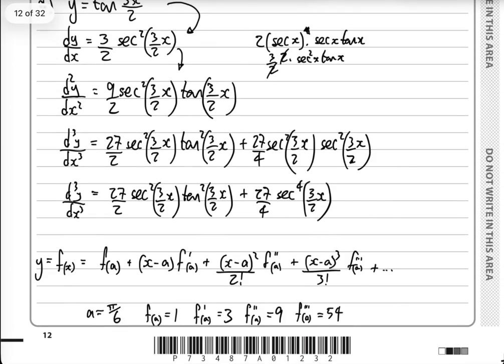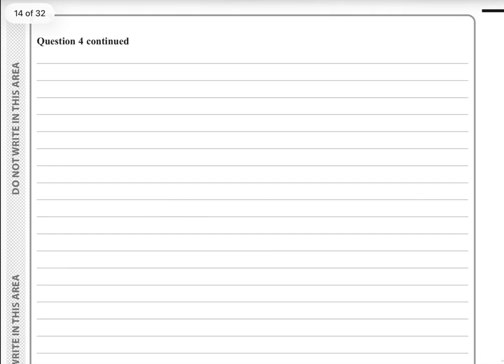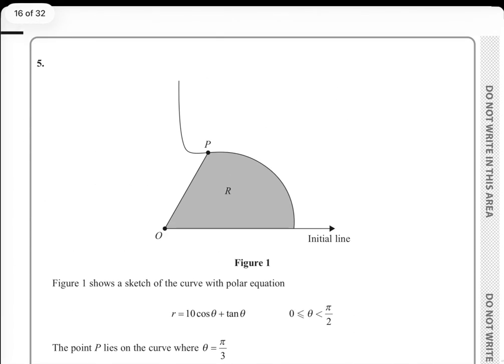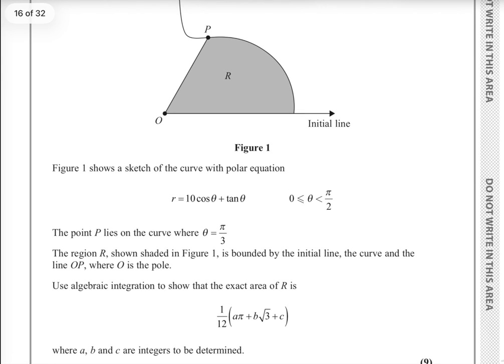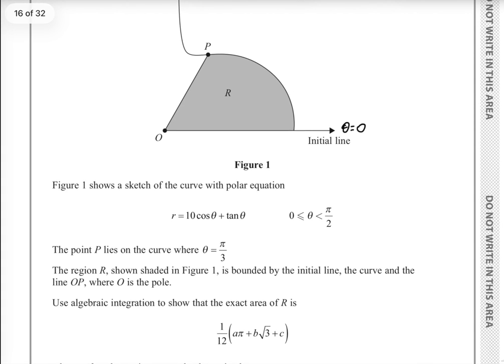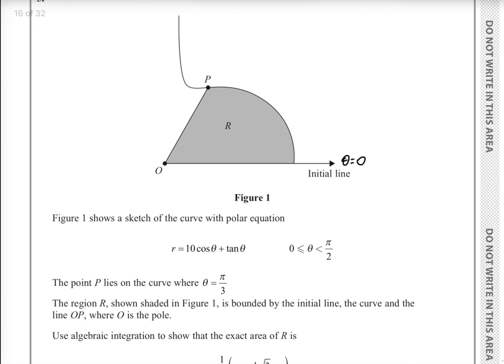Okay, part B finished. That was it. On to question number 5, polar coordinates. It's an interesting looking curve. Here we've got our initial line. Figure 1 shows a sketch of the curve with polar equation this. The point P lies on the curve where theta equals pi by 3. Often you have to figure that out, but it's nice that they've given us that information.